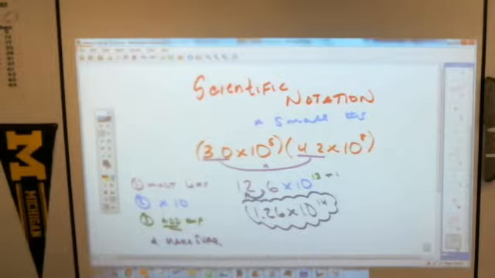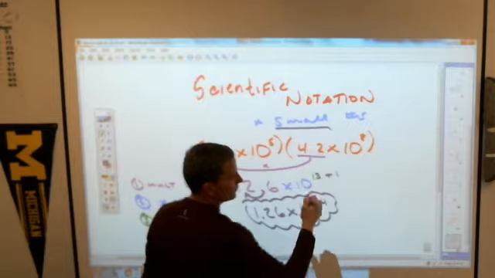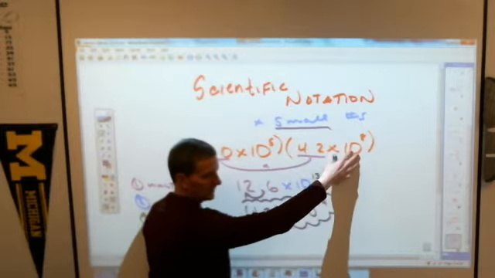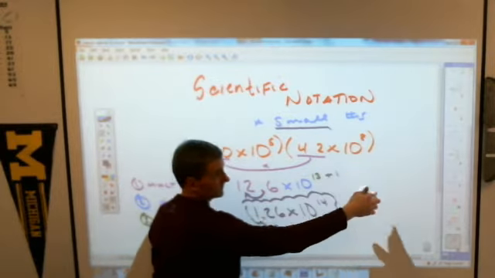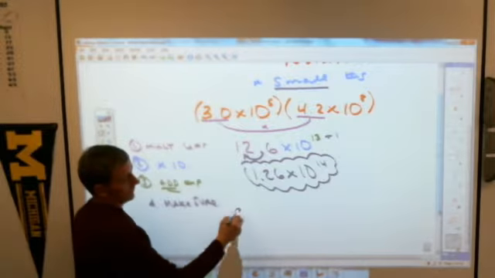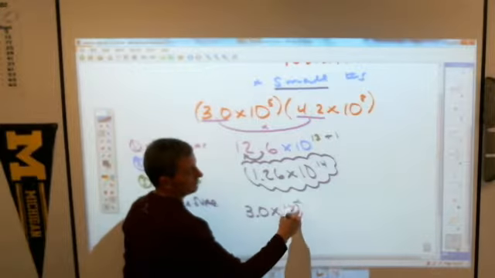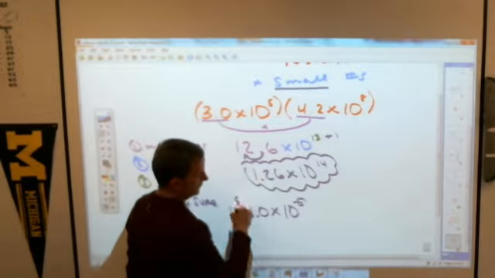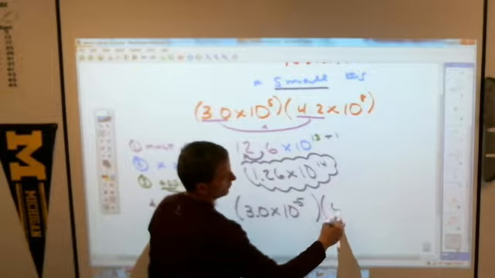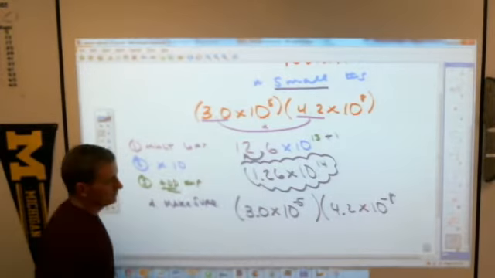The only difference, Joseph, now, this was big numbers. Small number, the only difference is your exponents are going to be negatives, which really doesn't change anything much at all. Let's change it and do the same thing. What if it's 3.0 times 10 to the negative 5th? And we're going to multiply that by 4.2 times 10 to the negative 8th power.